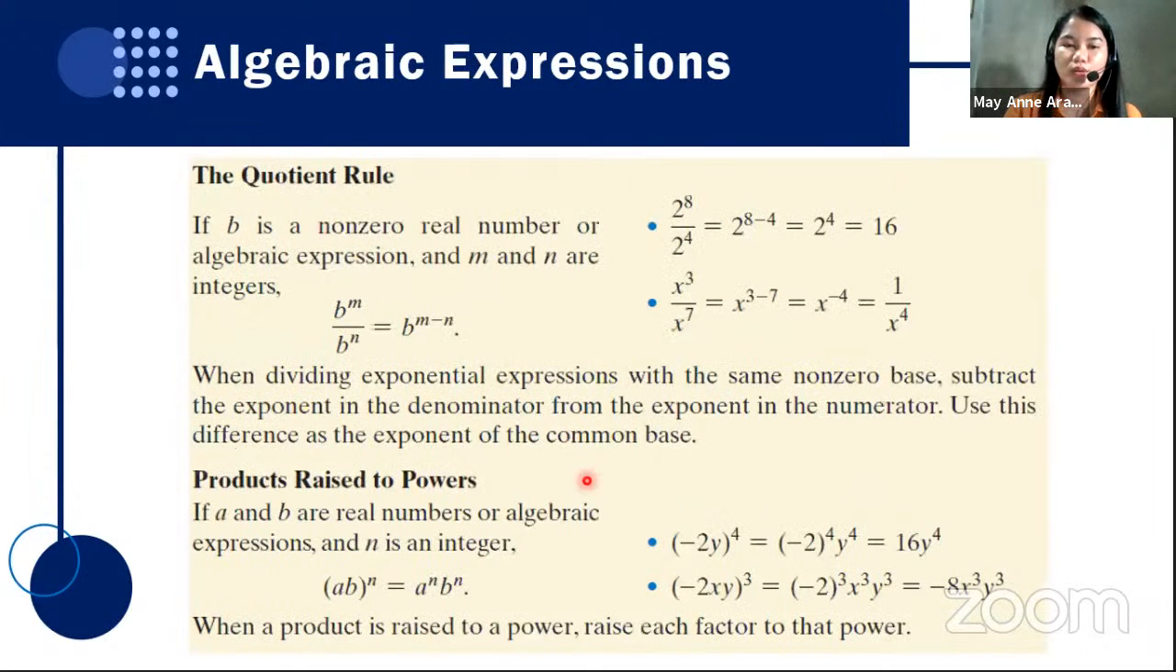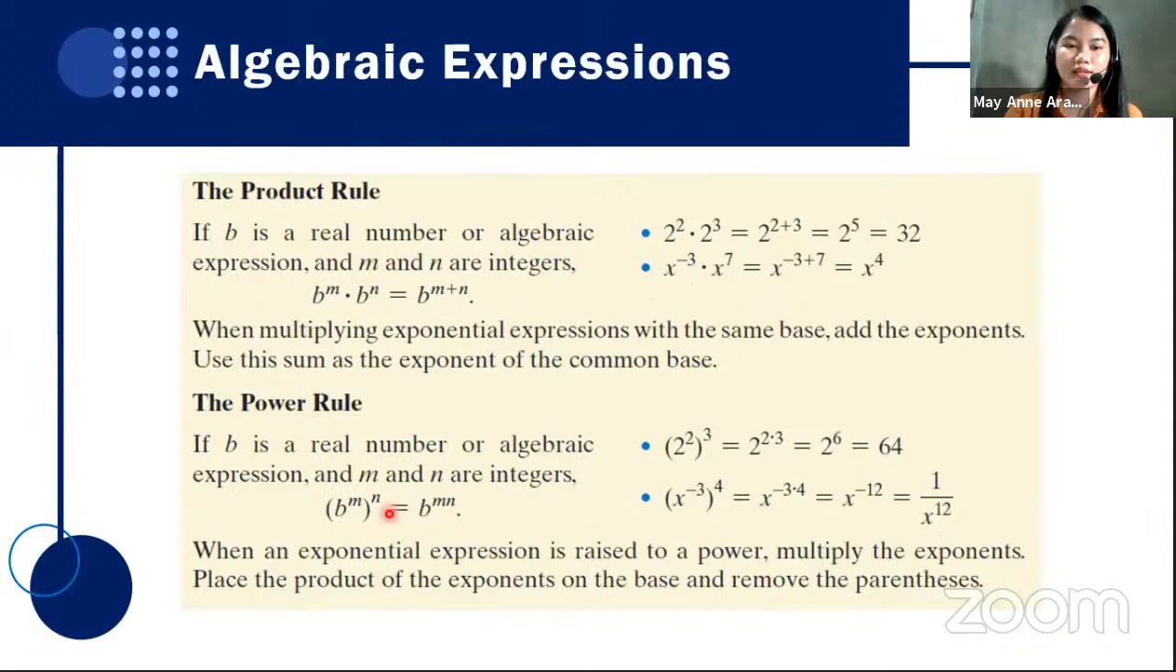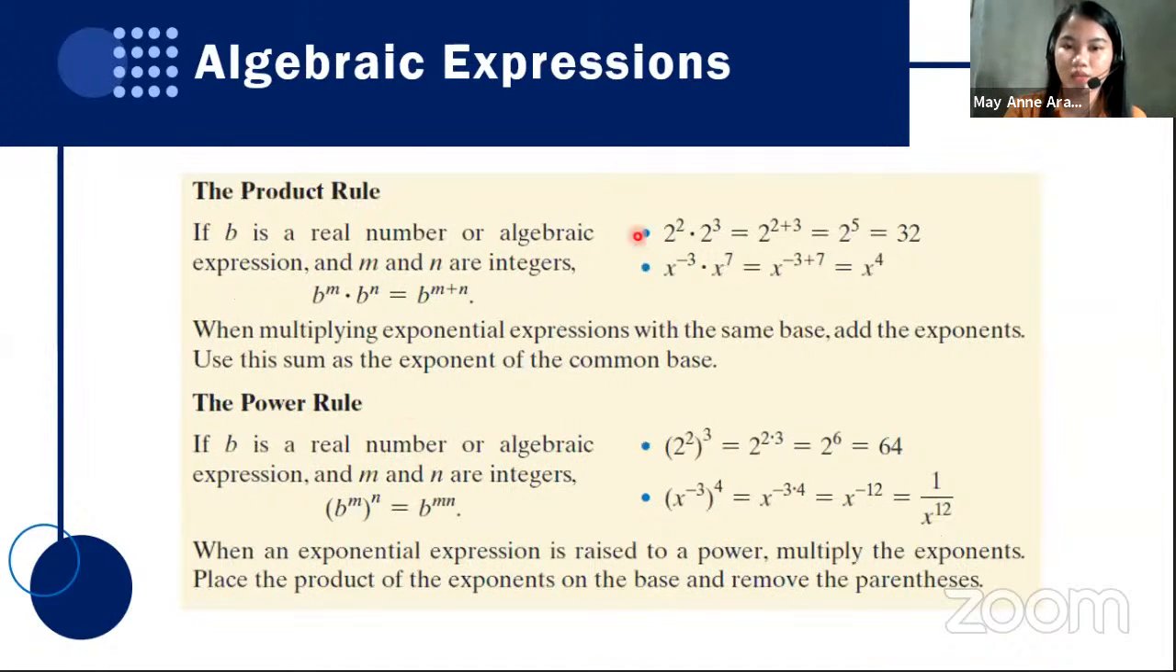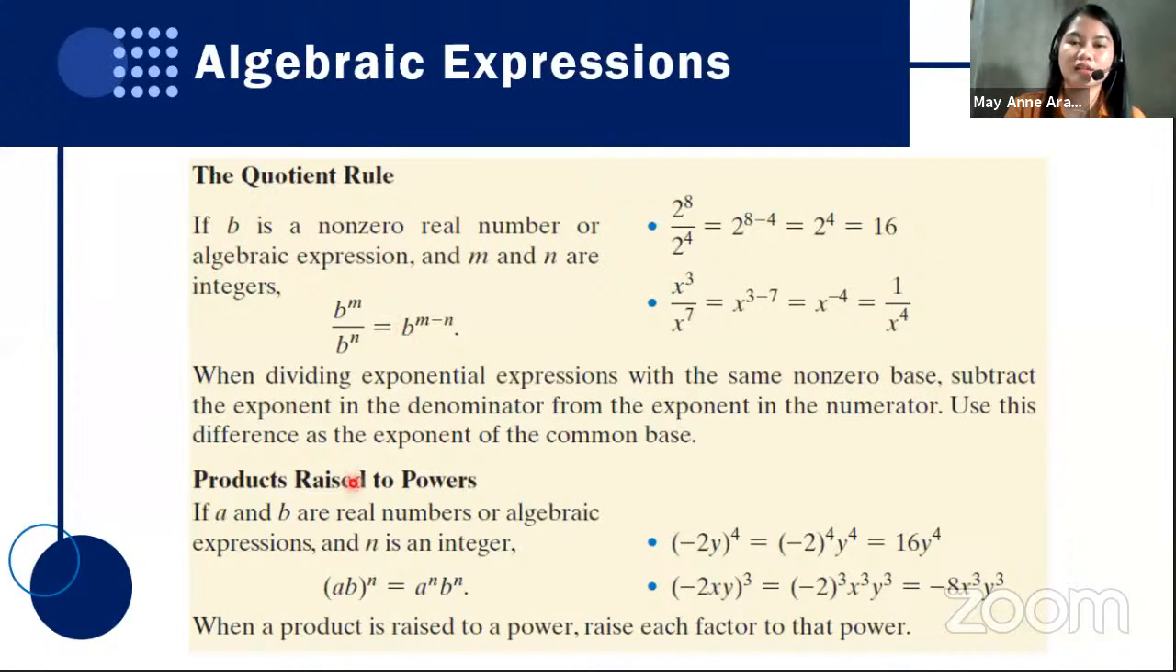Next, for the quotient rule, so kapag ganito, multiply. Then dito naman, multiply, add. And if quotient naman, if b is a non-zero real number or algebraic expression, m and n are integers, b raised to m over b raised to n, or b raised to m divided by b raised to n is equal to b raised to the difference of the two exponents. So kapag naka-divide, subtract. No, pag naman ganun lang, naka-times na ganito, add, kapag may parenthesis, multiply. Pag quotient, minus yung exponents ng same base.